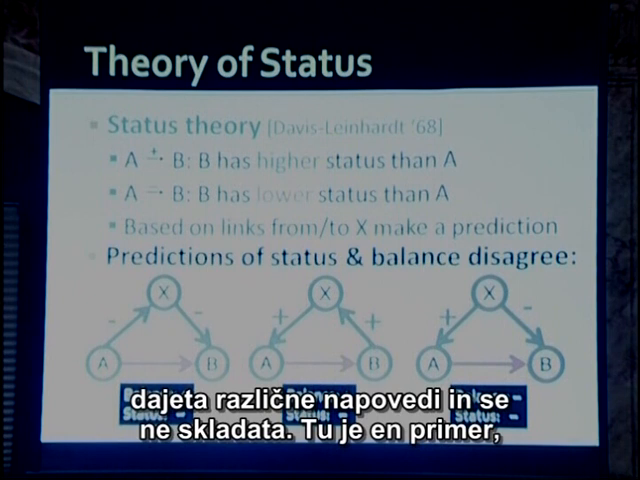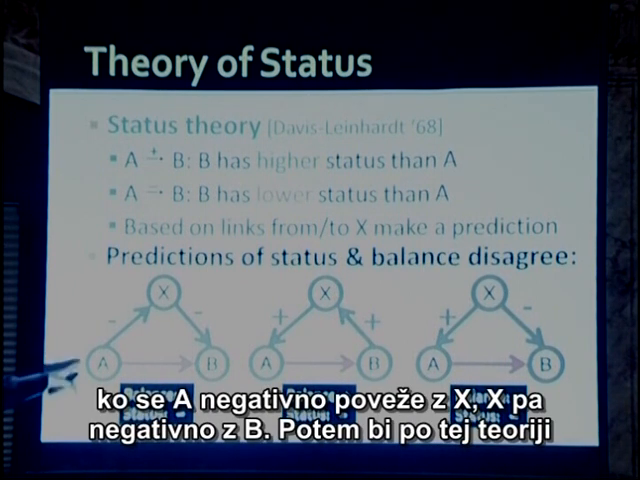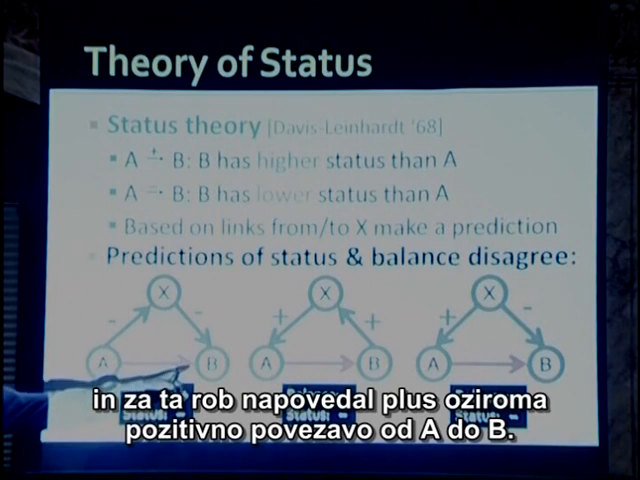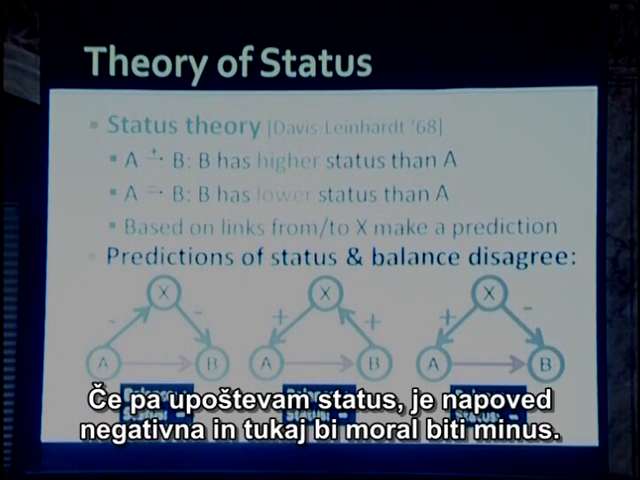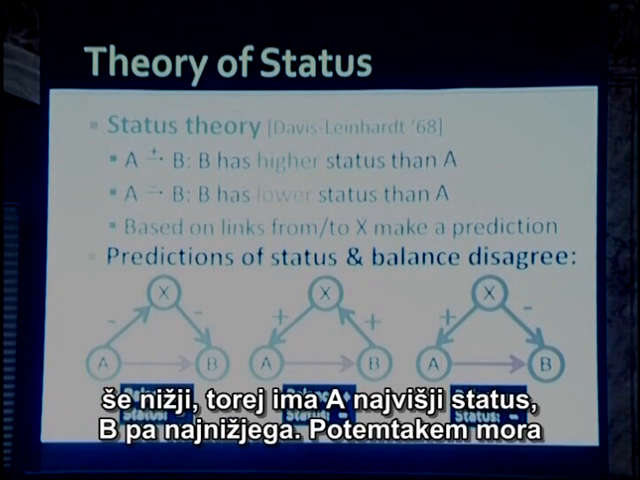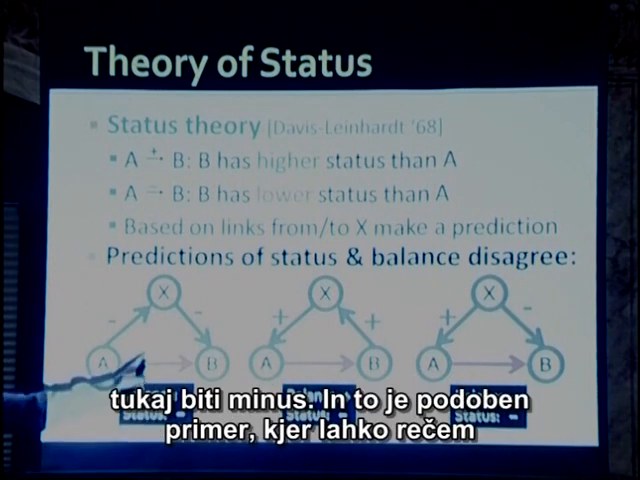So here's an example. If I have a triad like this where A links negatively to X and X links negatively to B, then in terms of balance, I would say enemy of my enemy is my friend, and the prediction here would be a plus. So A would give a positive connection to B. But status would give a negative prediction here. It would say there should be a minus. Why? Because A says X has lower status than she does, and X says that B has even lower status. So A has the highest status, B has the lowest status. If things obey the direction of the status, there should be a minus here. And this is an analogous example where now the links point in the other way.